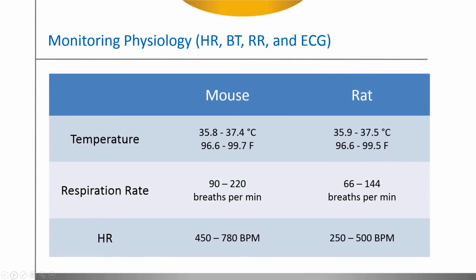Here I put some monitoring physiology: heart rate, blood temperature, respiration rate for mouse and rat. It's fully downloadable from the website. Andrew, just give me a go-ahead to say that. Yes, in this slide, it is fully downloadable. You can download it later on. You don't have to rewrite anything.